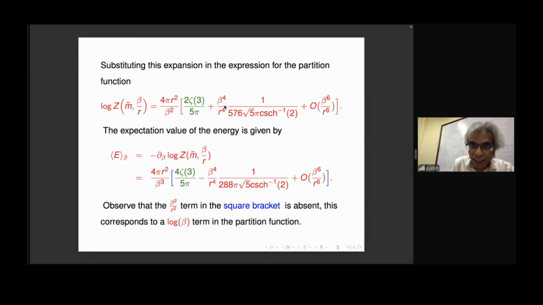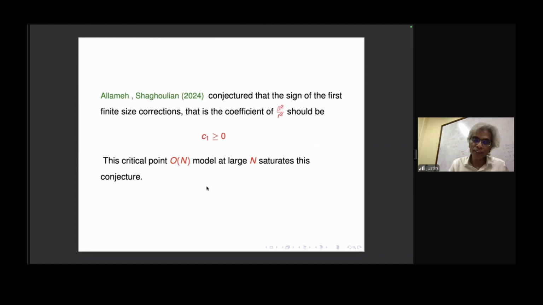And one of the important things to note, this is the point which I want to make, is that there's no beta squared by r squared term in this expansion. It's because if there was a log term in this non-trivial critical point, there would have been that term. But in this case, there is no such term. And in fact, this is an important thing because these authors conjectured that the sign of the first corrections, beta squared by r squared, for any CFT should be such that the coefficient, which they call C1, is greater than or equal to 0. And in this case, it's at the critical point. Usually in O(N) models, all these bounds saturate. So this saturates that bound: C1 equals 0.